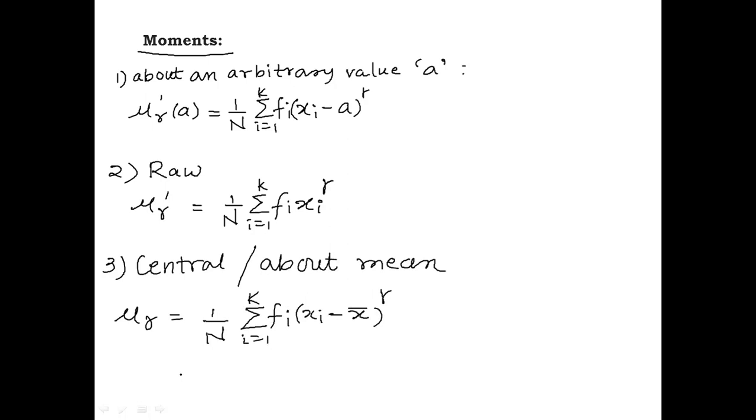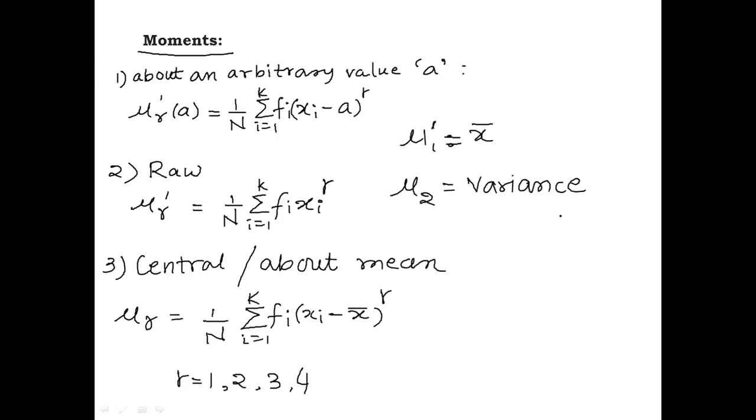Generally, we find moments up to the fourth order, and there are some interesting facts. mu1 dash is nothing but the mean, the arithmetic mean. Then mu2, the second central moment, is the variance of that data. We can also understand that every even order central moment will always be non-negative. There are so many interesting things about this.